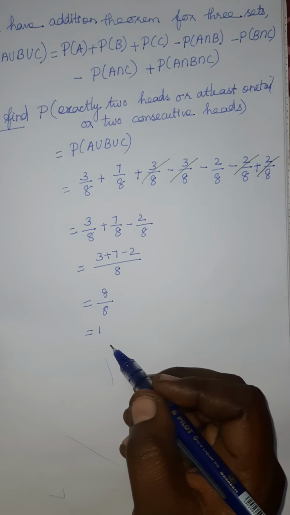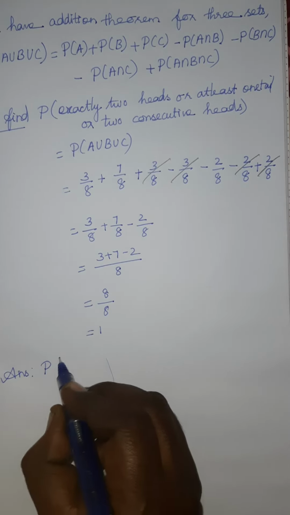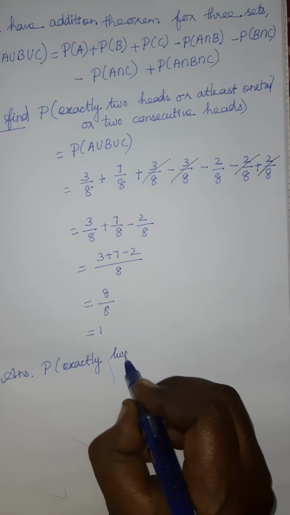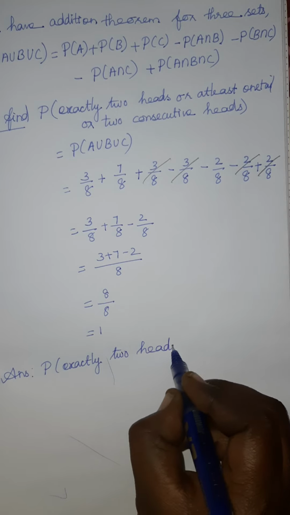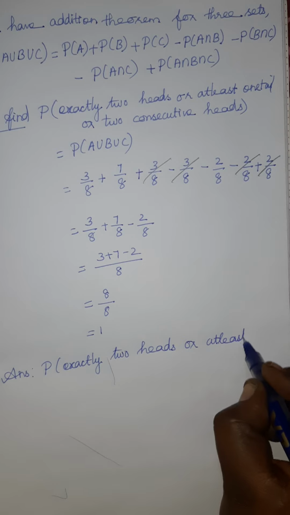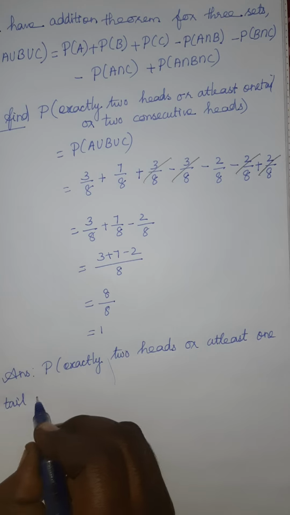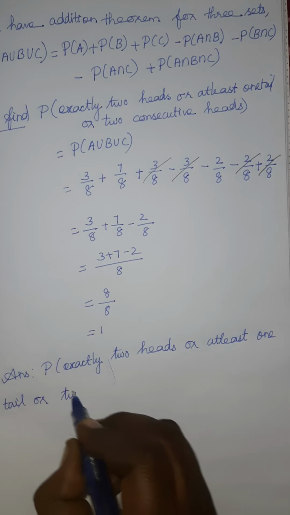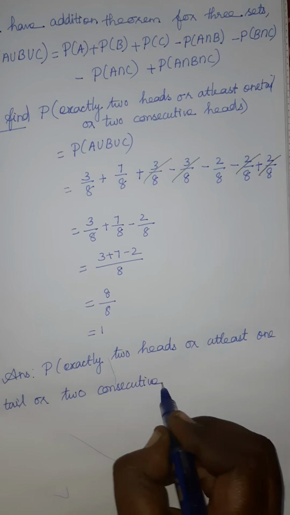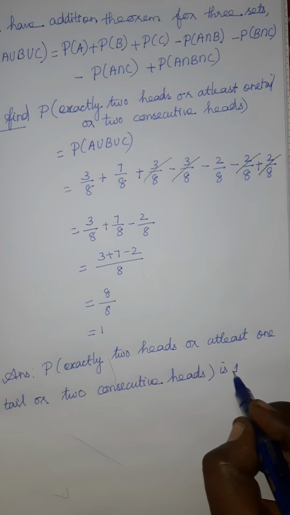That means it is the sure event. Okay. Answer: probability of exactly 2 heads or at least 1 tail or 2 consecutive heads is 1. Okay.